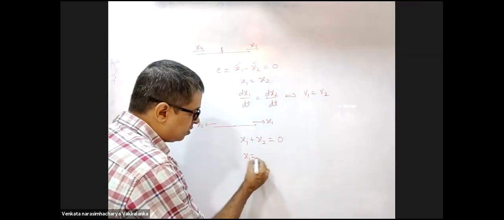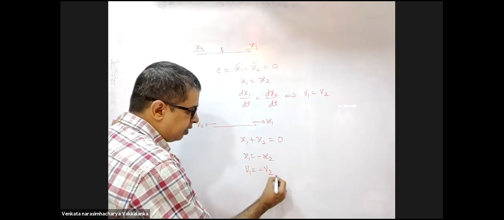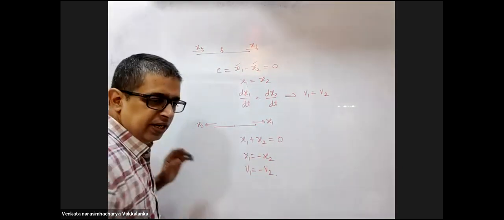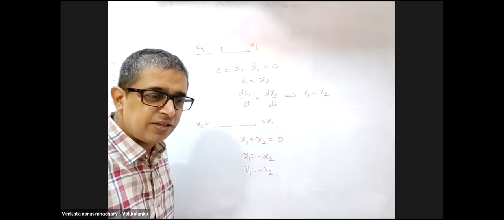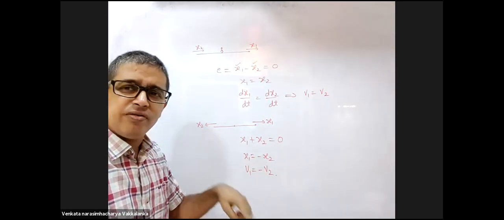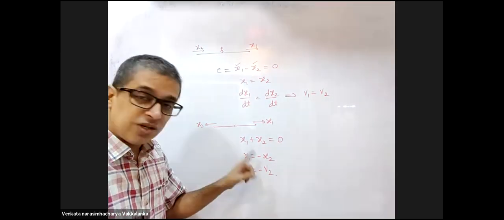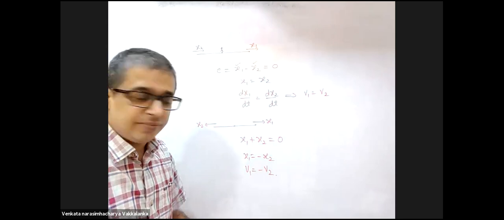You will get x1 is equal to minus x2, v1 is equal to minus v2. Both of them cannot be in the directions that they are. One of them will have to change the direction. If v1 is positive, v2 should be negative. Reverse the direction. Right? So the constraint will take care of itself.